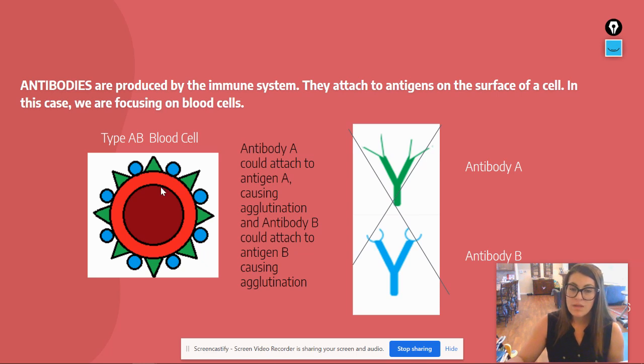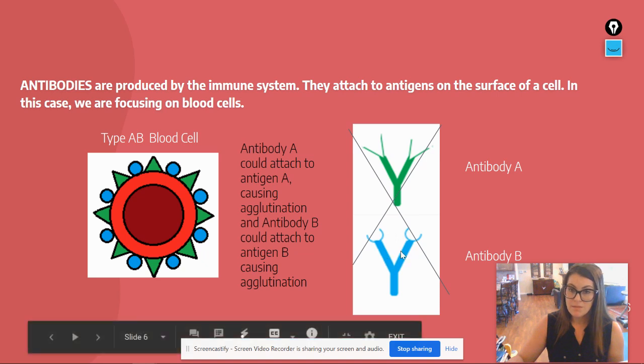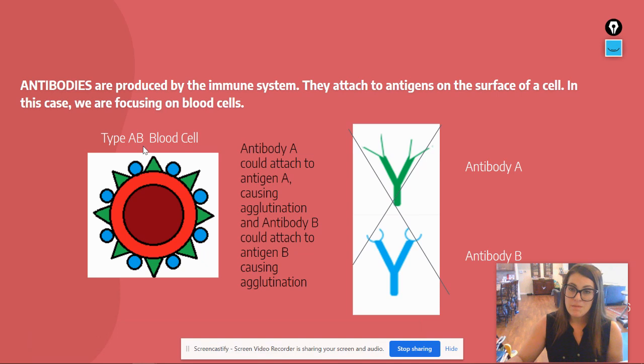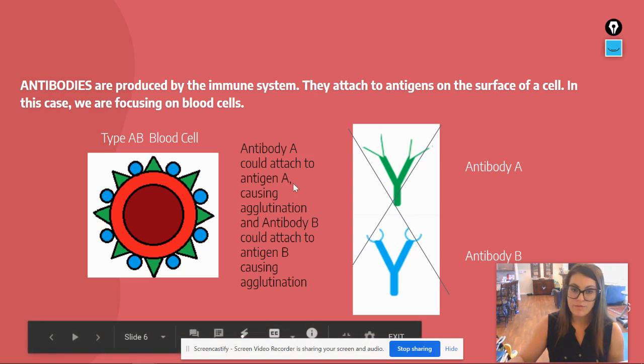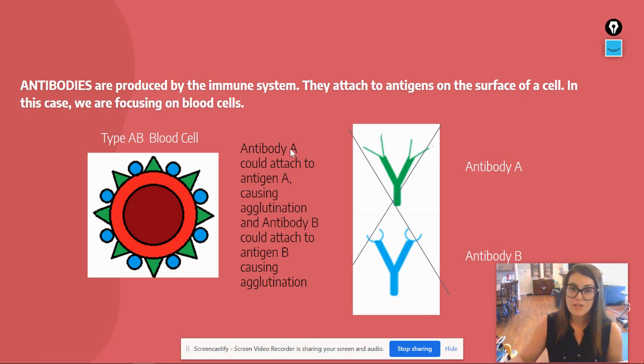So if you make the opposite antibody for what you have on your cell surface, this person couldn't have antibody A because then their antibodies would attach to their own blood cells. And you can't make antibody B because those would also attach to your blood cells. So somebody with type AB blood doesn't have any antibodies. Okay. If they had the antibodies, then they would have a problem. So you can see here that both of those would attach to the antigen and cause agglutination or clumping.